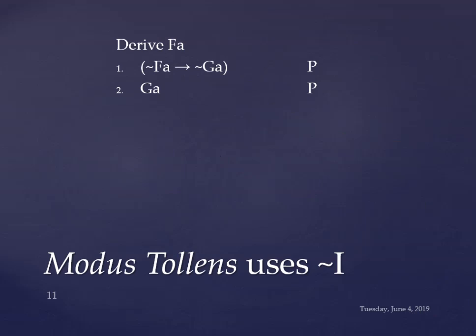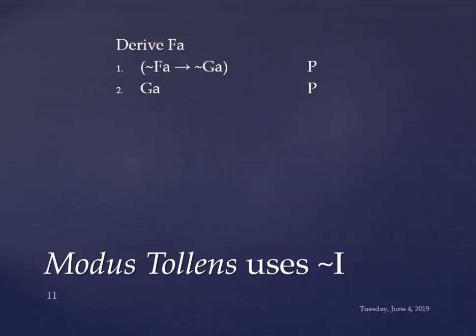All right, so what we're going to do in our class is take a look at how modus tollens can be formalized in our derivation system. Here we have premises that kind of mimic the argument we were just looking at: not FA arrow not GA, and GA. And we're going to try and conclude FA.